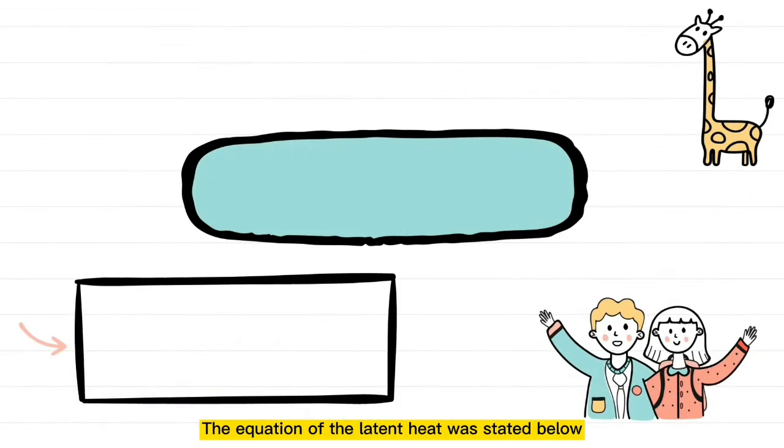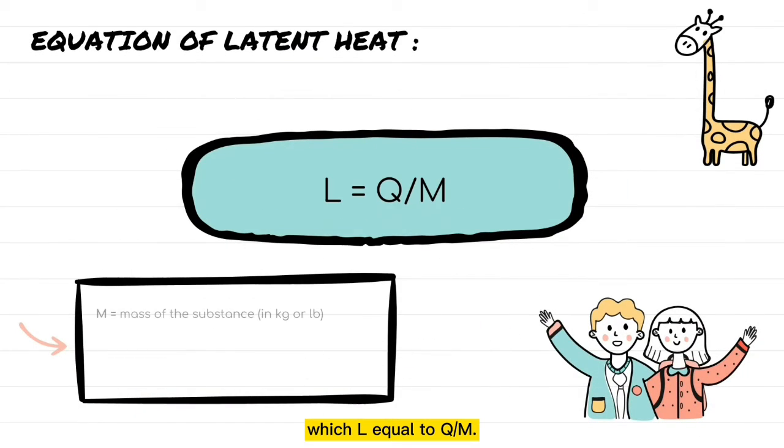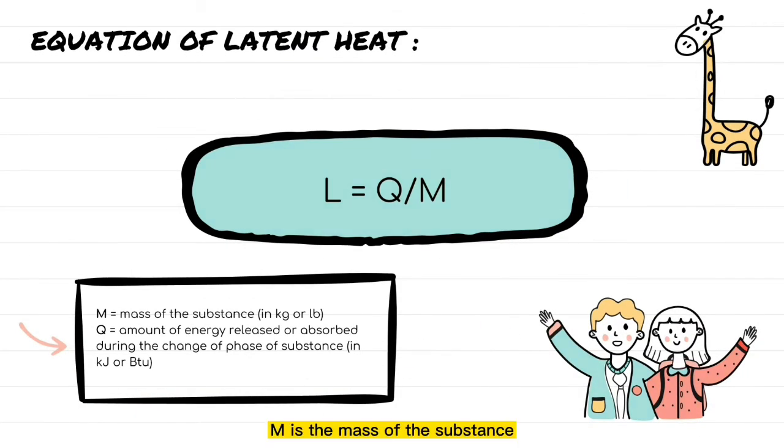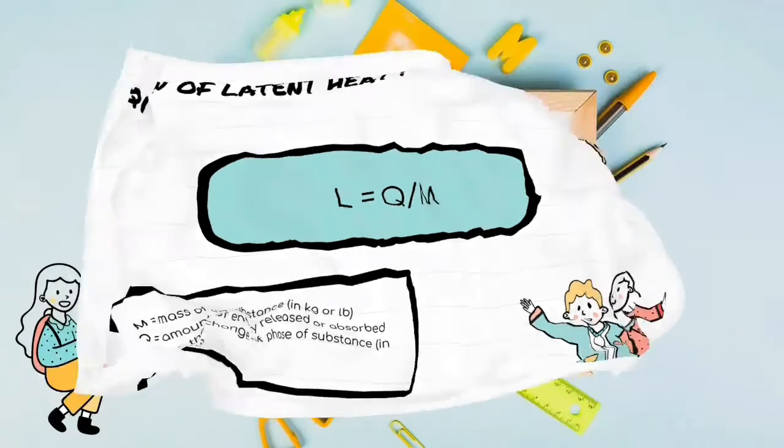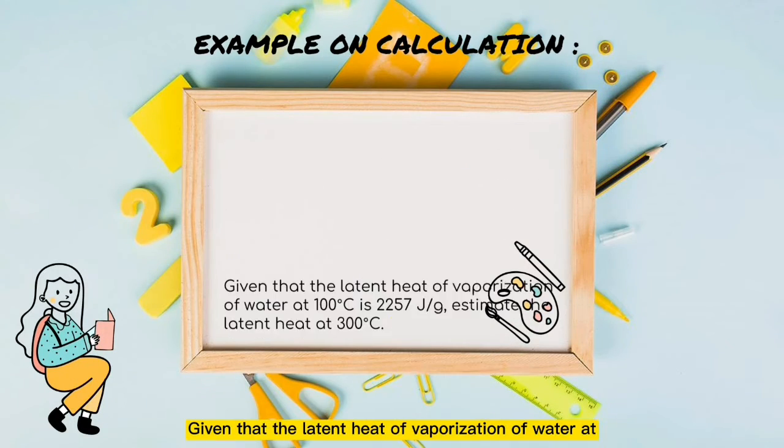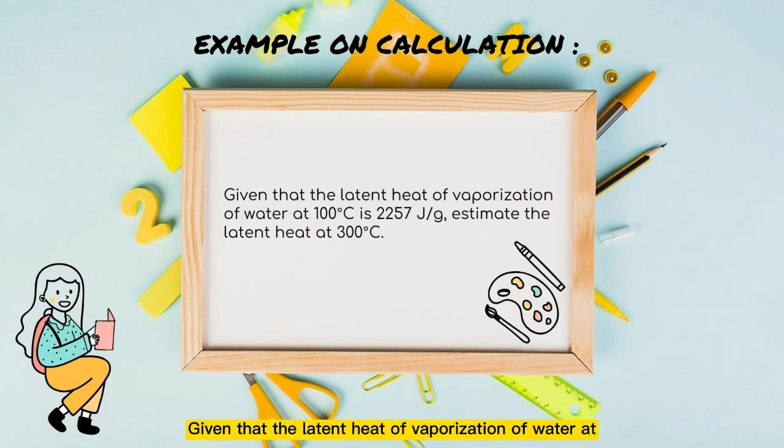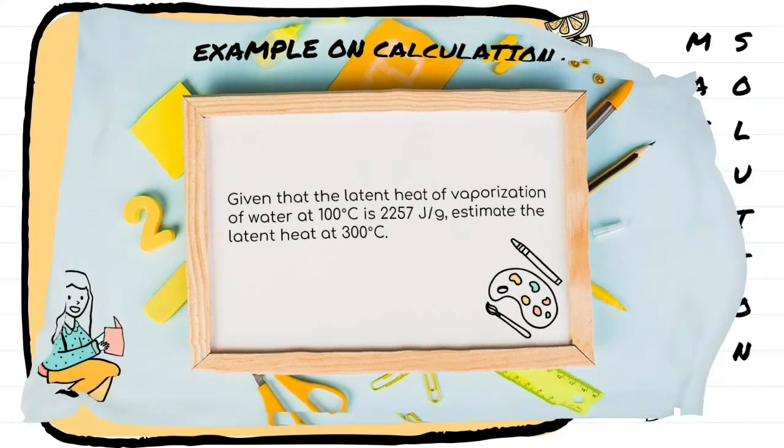The equation of the latent heat is stated below, where L equals Q over M. M is the mass of the substance and Q is the amount of energy released or absorbed during the change of phase of the substance. For example, given that the latent heat of vaporization of water at 100 degrees Celsius is 2257 joules per gram, estimate the latent heat at 300 degrees Celsius.